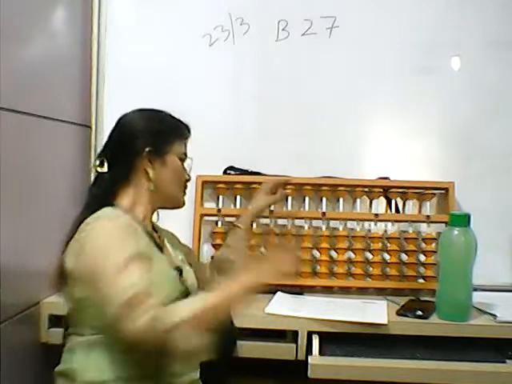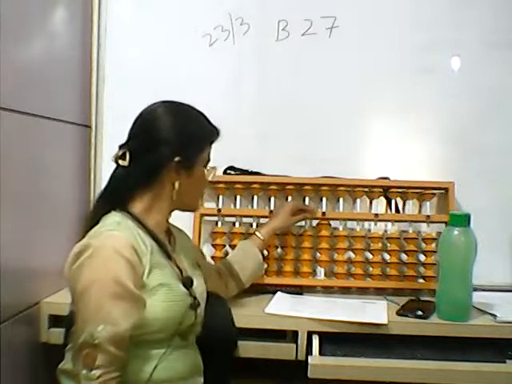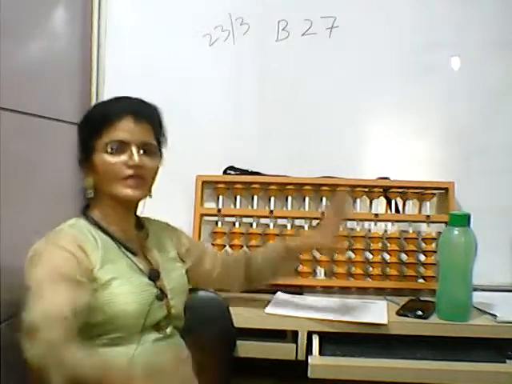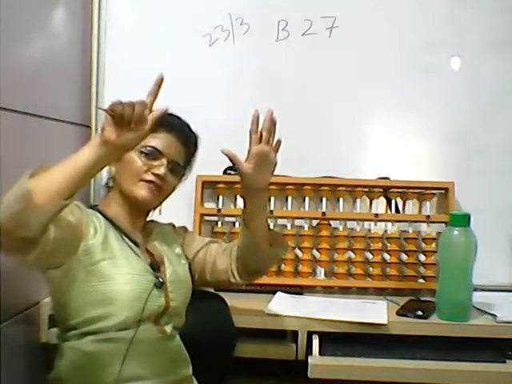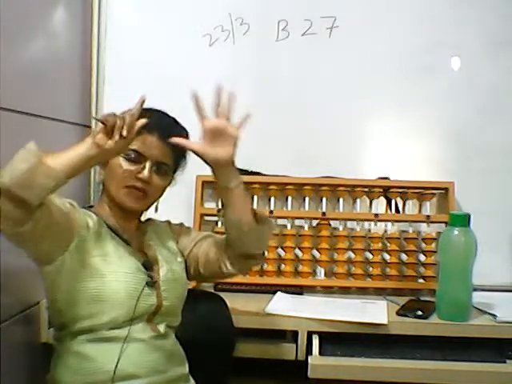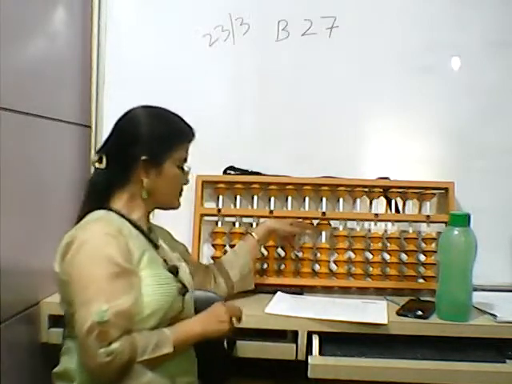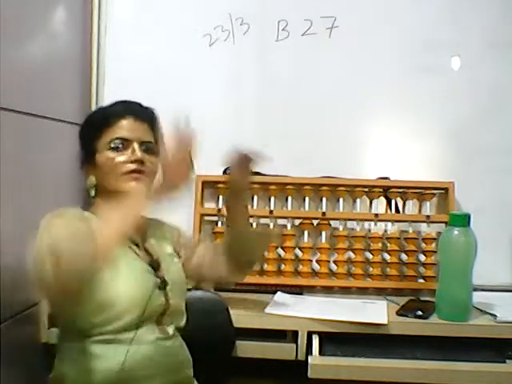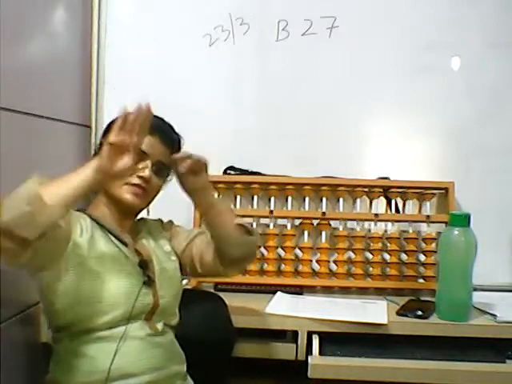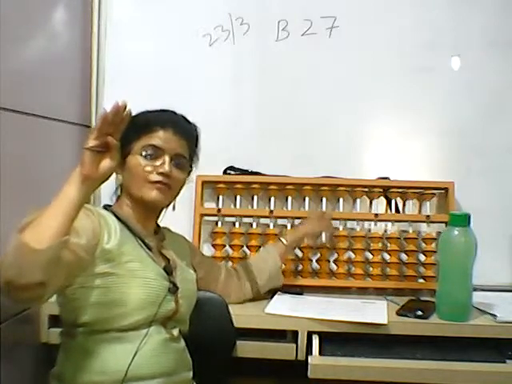Sum number 3, 4, right thumb, 4 bits up. 7, can you plus 7? No, go 7, show 7. 7 ka friend, minus 3, plus 10, minus 6. 6 ka friend plus 4. Plus 4 to nahi hai.